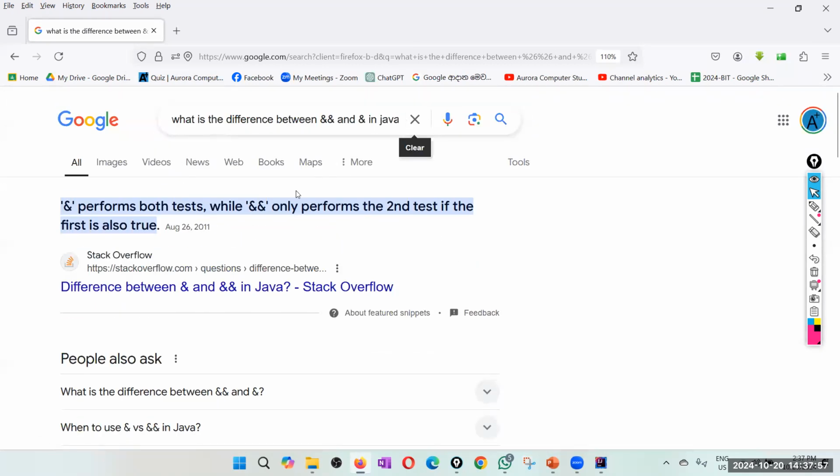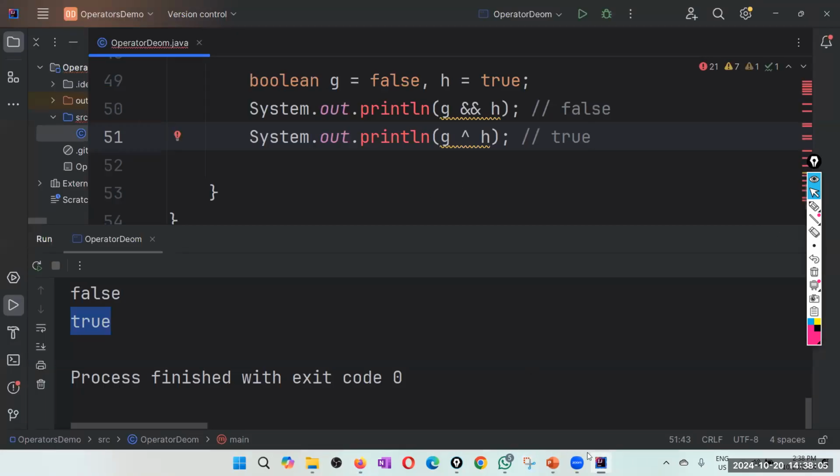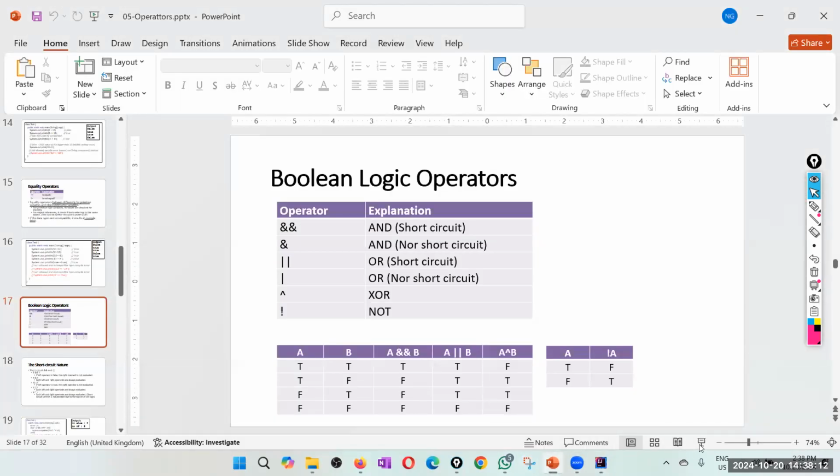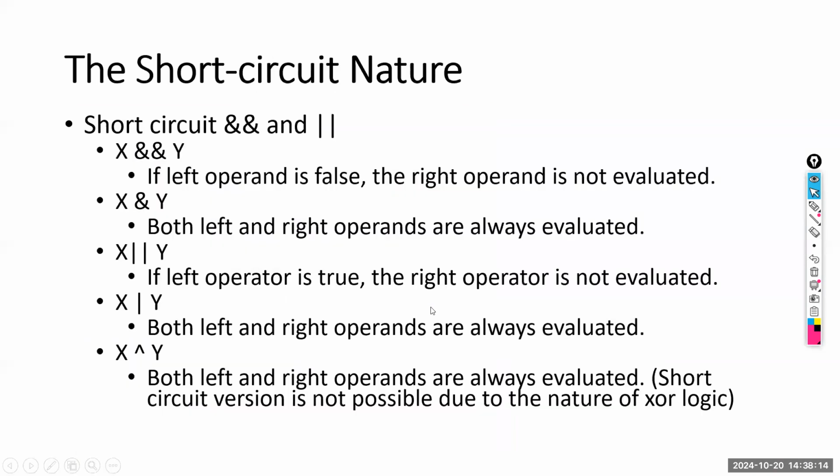But sometimes it gives you the AI results now. Okay? Because it knows that sometimes an AI result is better than a Google search. Right. So that is logic operators, or Boolean logic operators. So you must understand the difference between short circuit and non-short circuit.